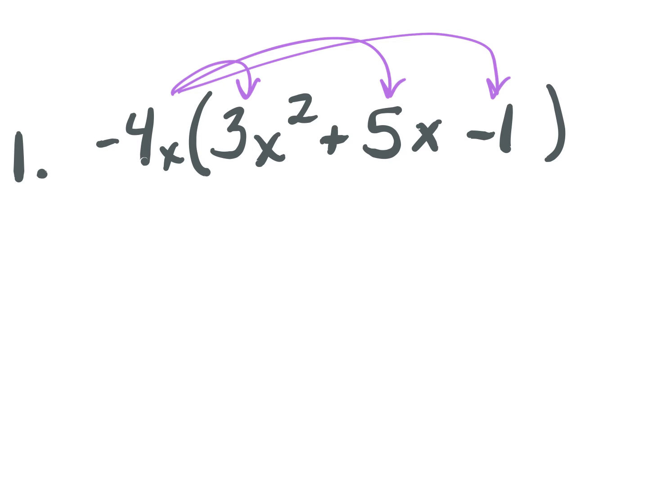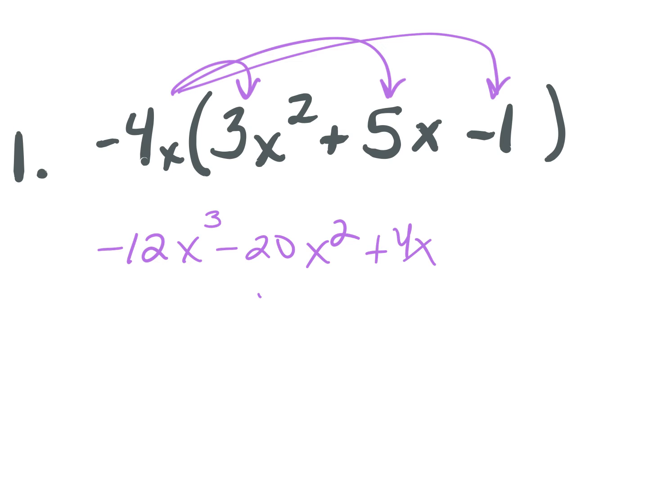Agreed? We have to remember our rules. We multiply the coefficients together, and then if we have the same base, we add the exponents. So negative 4 times negative 3 is? Negative 12. X to the first times x to the second is? X cubed. Good. Add the exponents. So negative 4x times 5. Well, negative 4 times 5 is? Negative 20. X times x is? X squared.